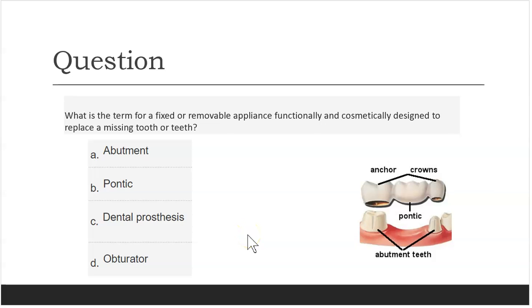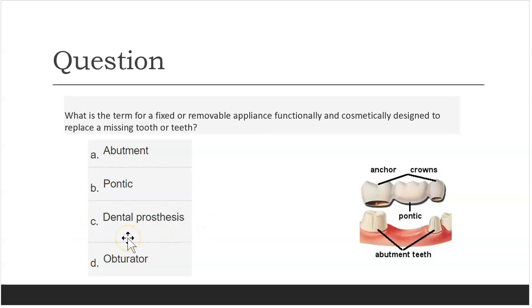Here's a question. What is the term for a fixed or removable appliance functionally and cosmetically designed to replace a missing tooth or teeth? Is it A, abutment, B, pontic, C, dental prosthesis, or D, obturator? So the answer is C, dental prosthesis.